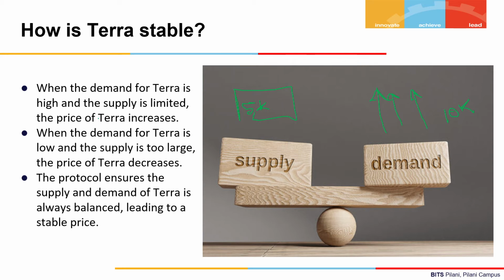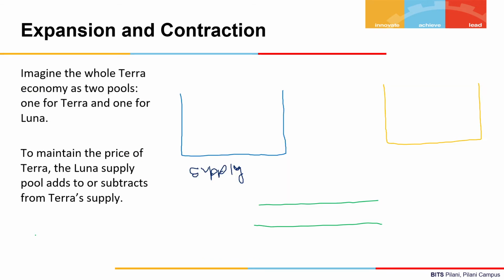So when the demand of Terra is high, as happened over here, and the supply is limited, which is this case, the price of Terra increases. And we'd also expect that when the demand is low and the supply is large, the price of Terra will decrease. So Terra is based on a protocol that ensures a balance between supply and demand, and this leads to a stable price. Let's actually study this in more detail.